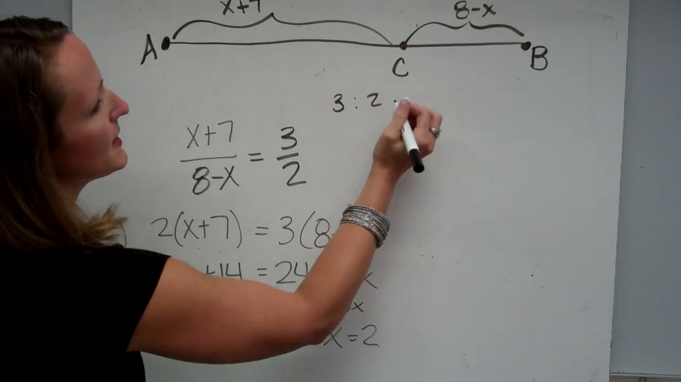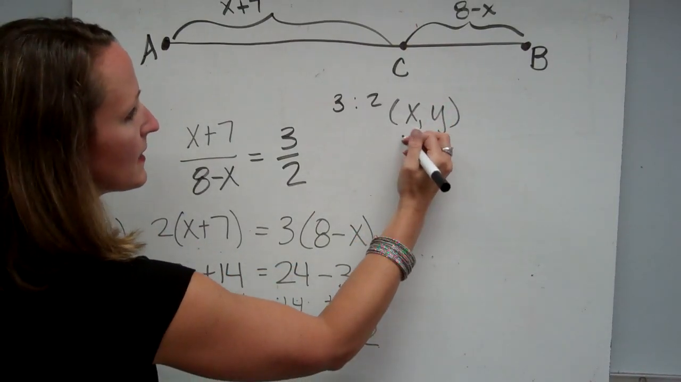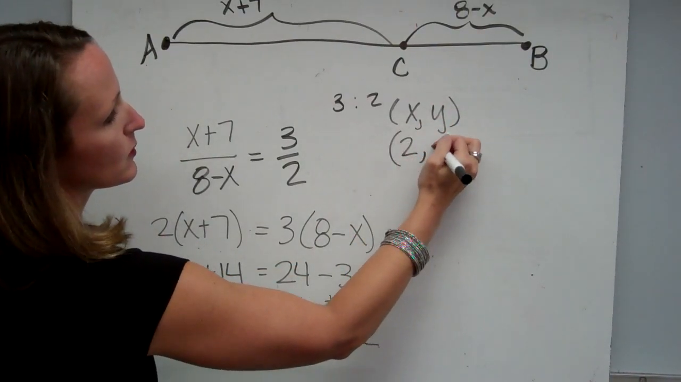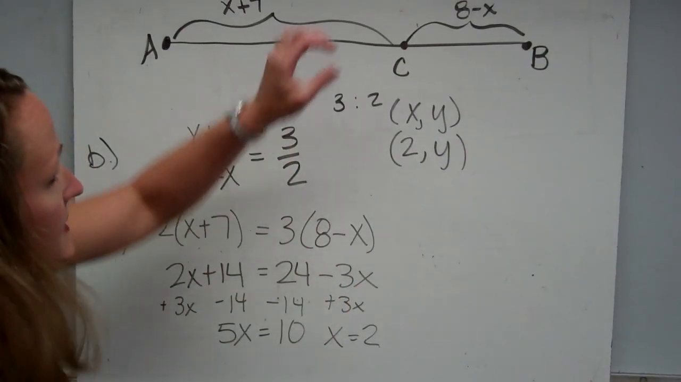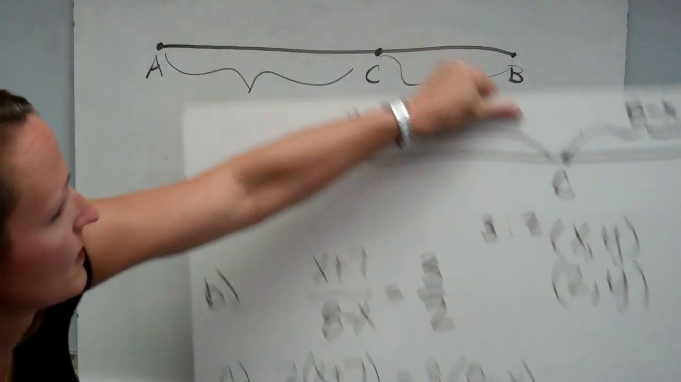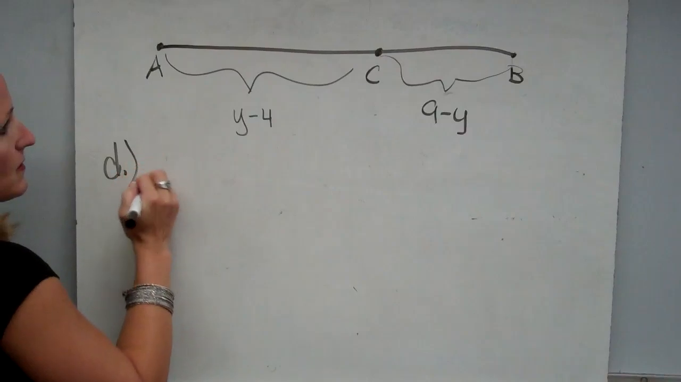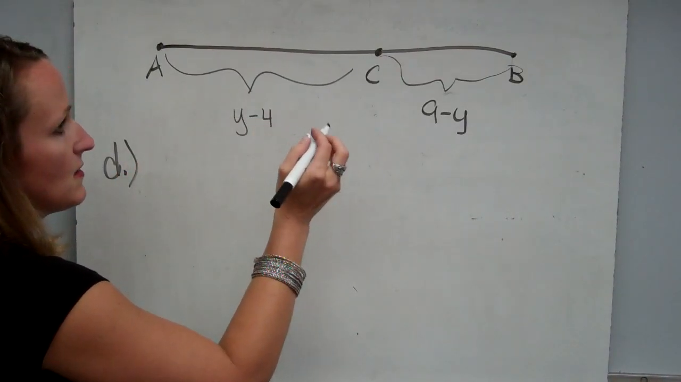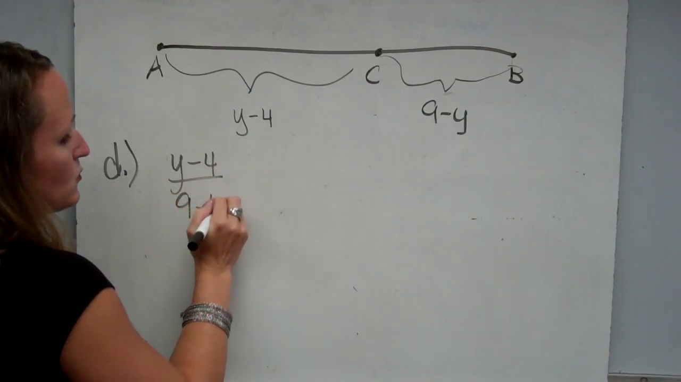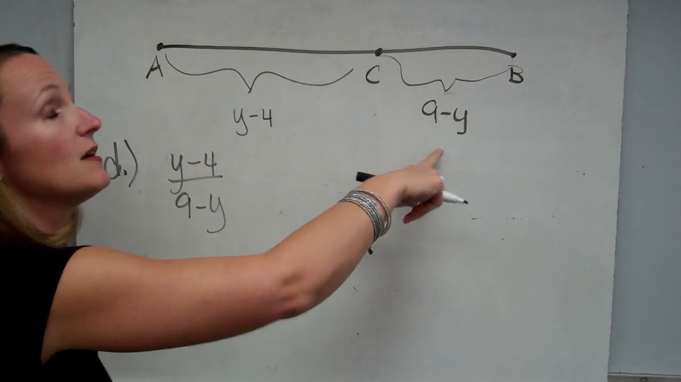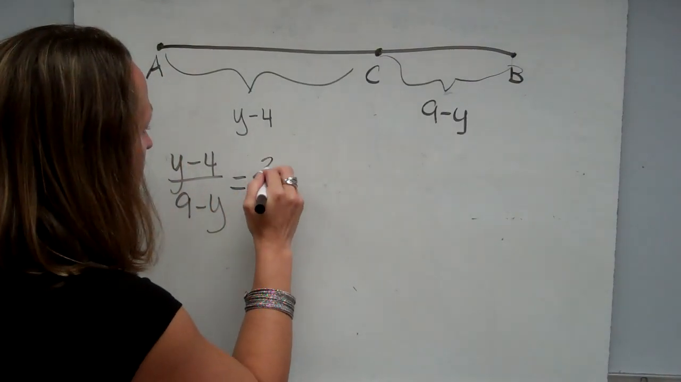So at point C, where we did have X, Y, we know that X is now 2. We're still searching for Y. That's step D in your notes. So here's our line with Y. On step D, the proportion would be AC over CB. So Y minus 4 over 9 minus Y. So this segment to this segment. And again, we're looking for a ratio of 3 to 2. So we're going to set this up 3 to 2.